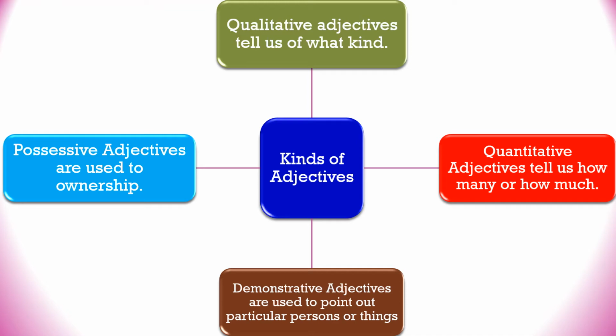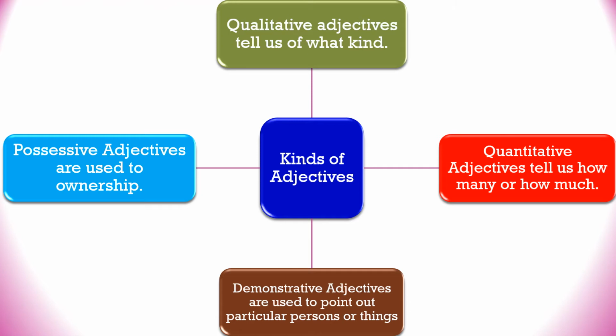The possessive adjectives, we already know about that. Possessive adjectives are used to mention ownership. Ownership means sometimes we talk about who has what, right? So that is called possessive adjectives, right? So four kinds of adjectives we have learned. What are they? Qualitative adjectives, quantitative adjectives, demonstrative adjectives and possessive adjectives, right? So four types are there. Keep in your mind and take notes from this chat, so then only you can remember easily.